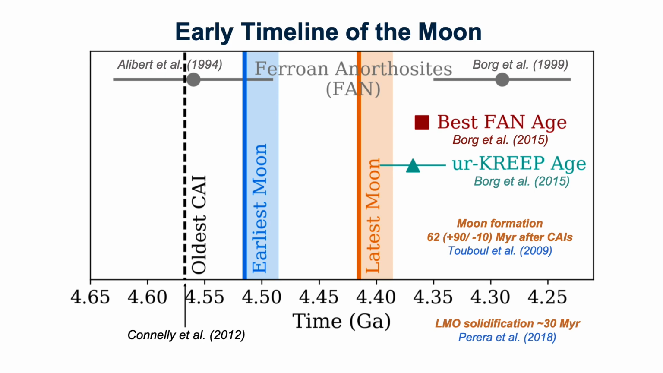The Borg paper also estimated the age of the urKREEP layer, the incompatible element-rich layer. Note that "ur" is the German prefix for original. Notice that the best Ferroan Anorthosite age and the estimated age of the urKREEP layer basically overlap. That makes sense, since an anorthosite that formed towards the end of the lunar magma ocean crystallization process would have the same age as the last bits of the lunar magma ocean.